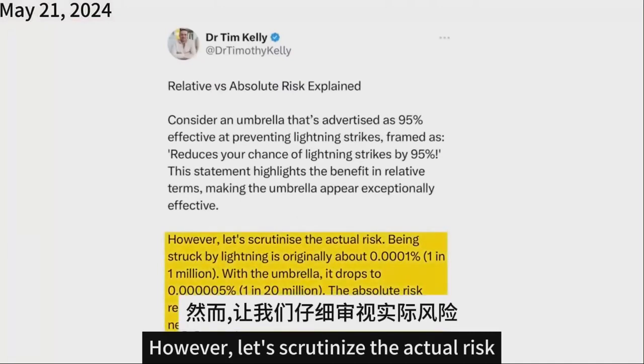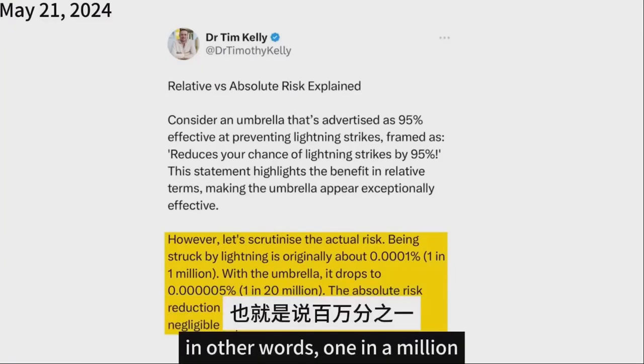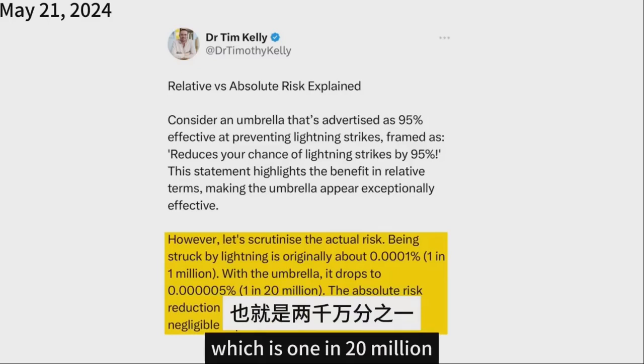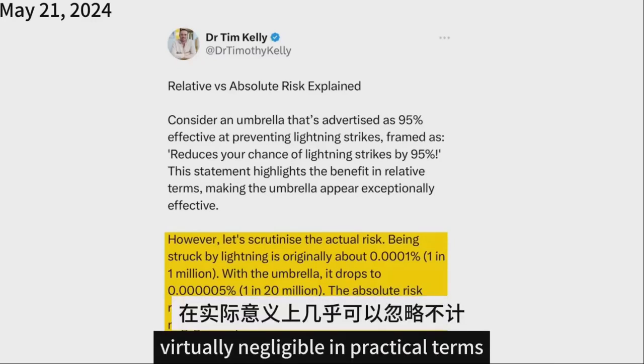However, let's scrutinize the actual risk. Being struck by lightning is originally about 0.0001%. In other words, 1 in a million. With the umbrella, it drops to 0.000005%, which is 1 in 20 million. The absolute risk reduction is merely 0.000095%, virtually negligible in practical terms.